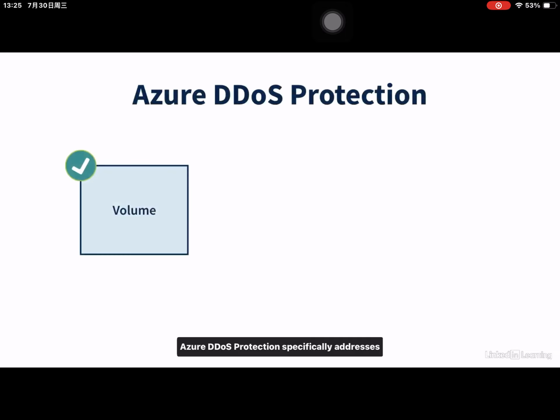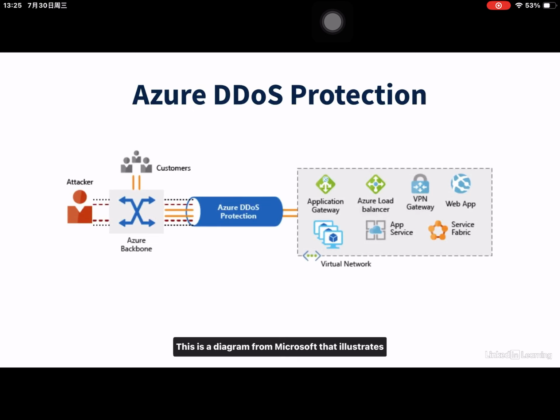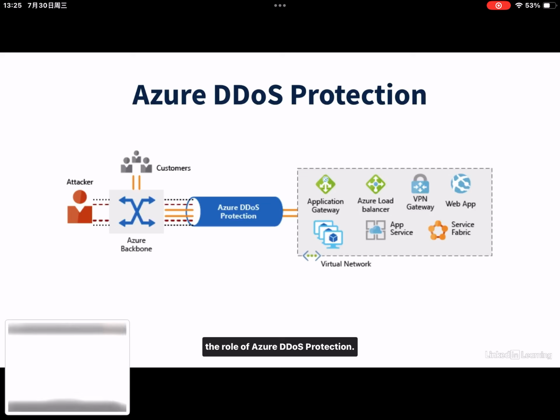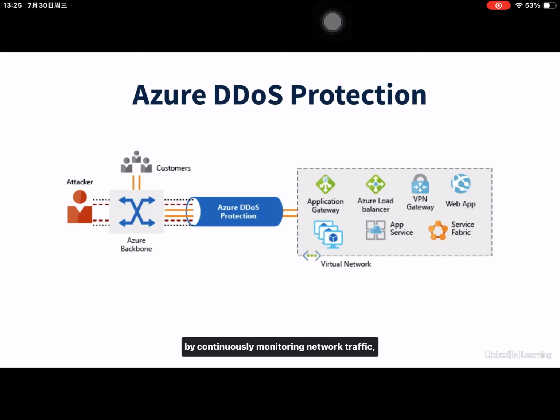Azure DDoS protection specifically addresses the first two types of DDoS attacks at the network and transport layers. This is a diagram from Microsoft that illustrates the role of Azure DDoS protection. It helps organizations protect their services by continuously monitoring network traffic, intelligently tuning the traffic profiling, blocking detected DDoS attacks, and generating alerts.